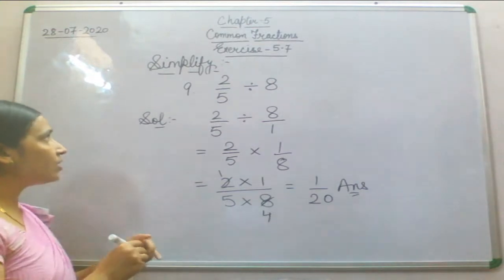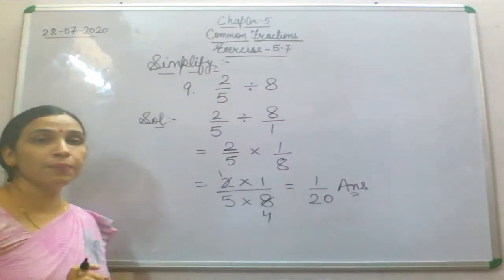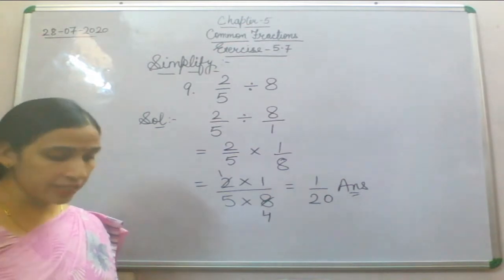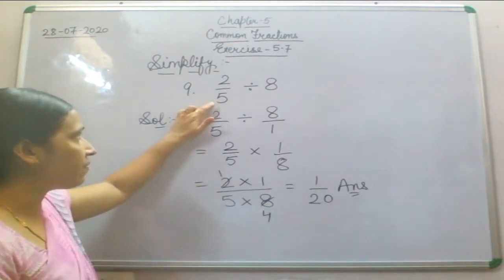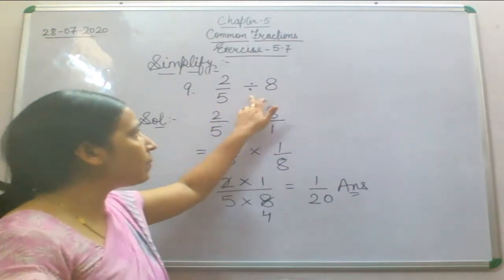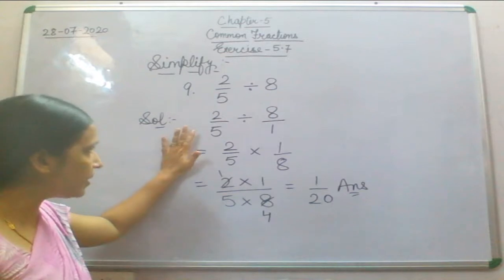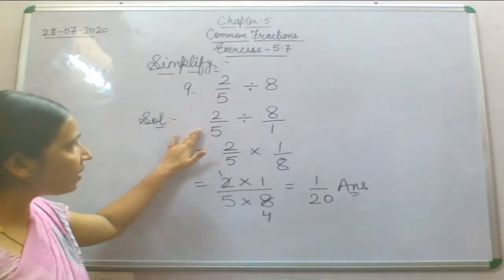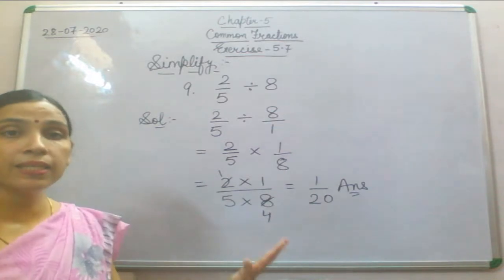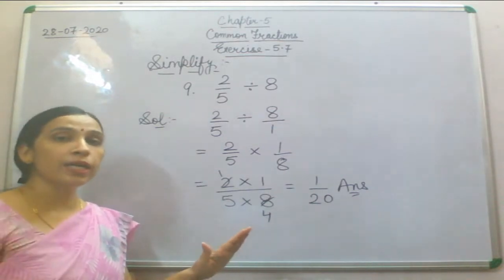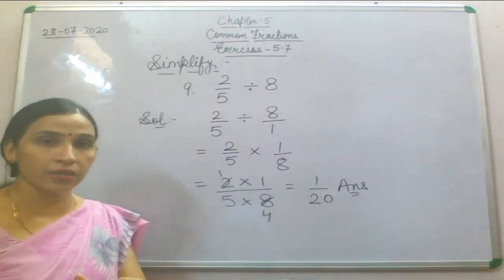Now let's see question number 9. What is given here? In question number 9, you have been given a fraction, that is 2 by 5, that will be divided by 8. Now the first step is 2 by 5 divided by 8. Now you don't have anything in the denominator. So what will you write? You will write 1 over there.